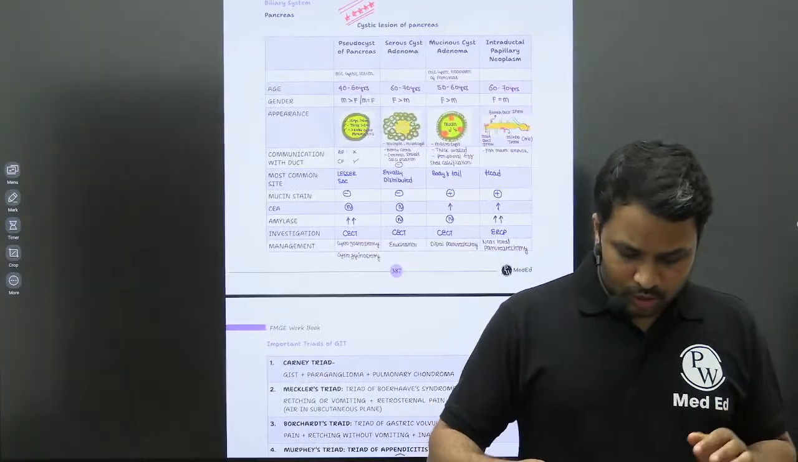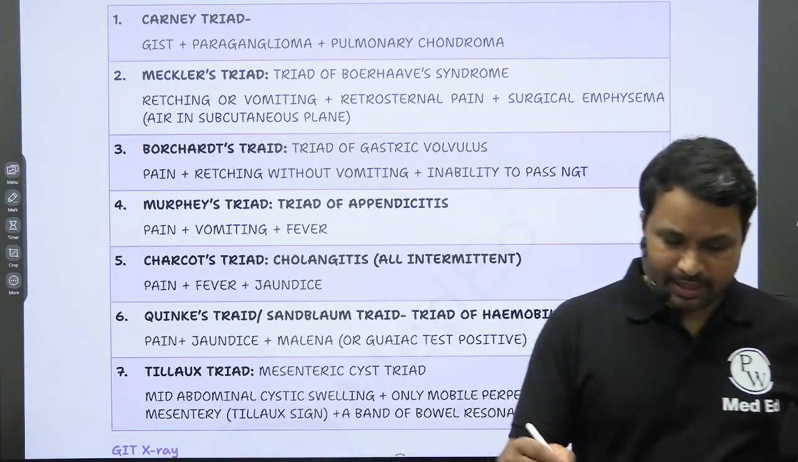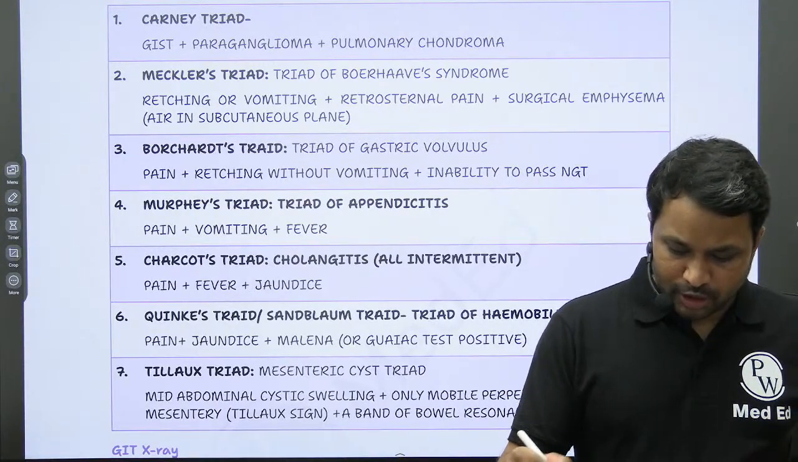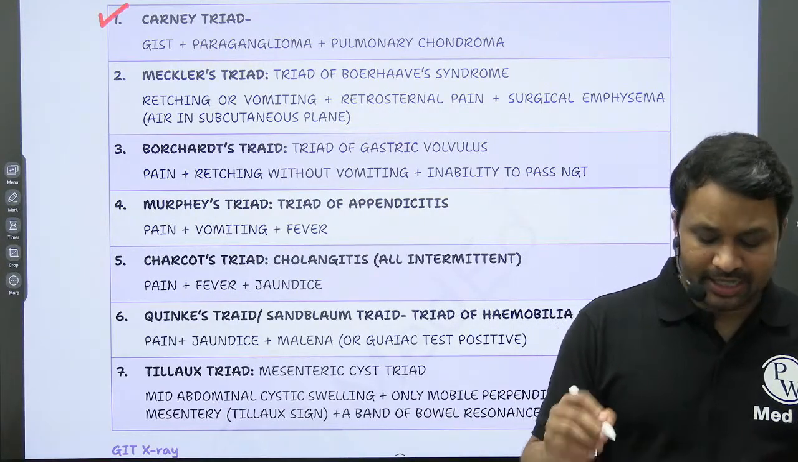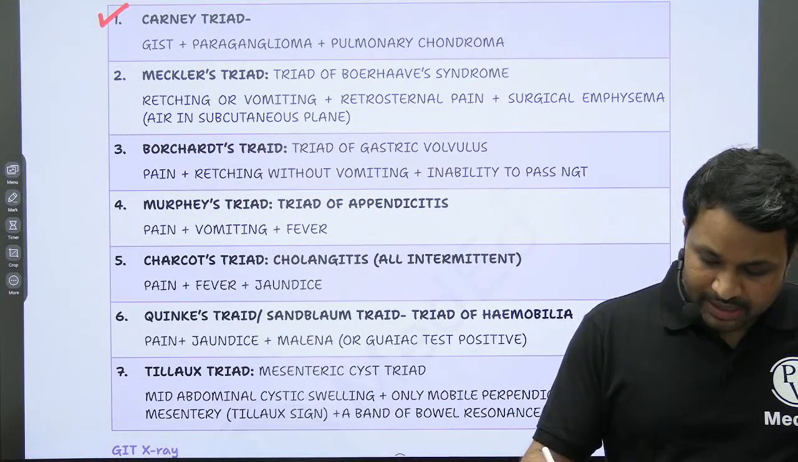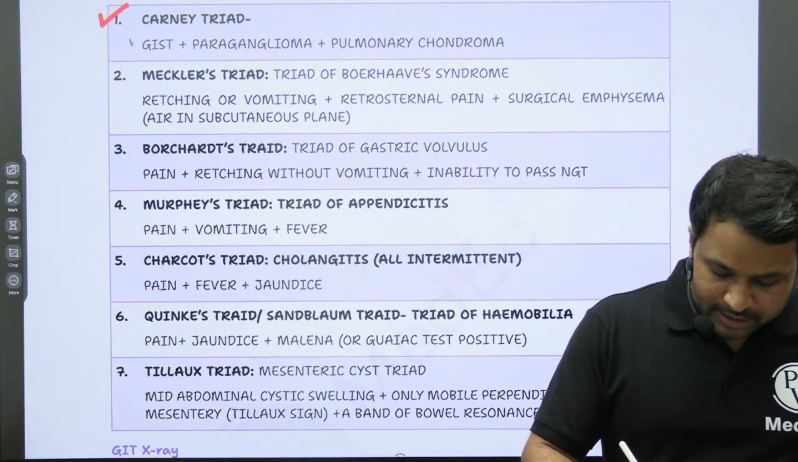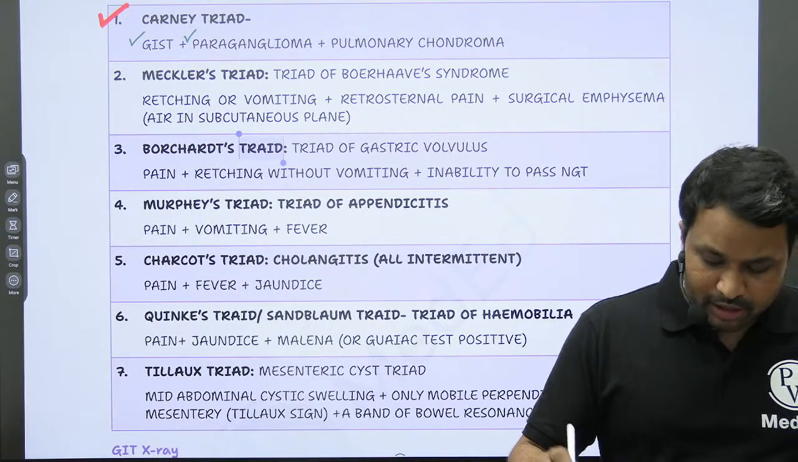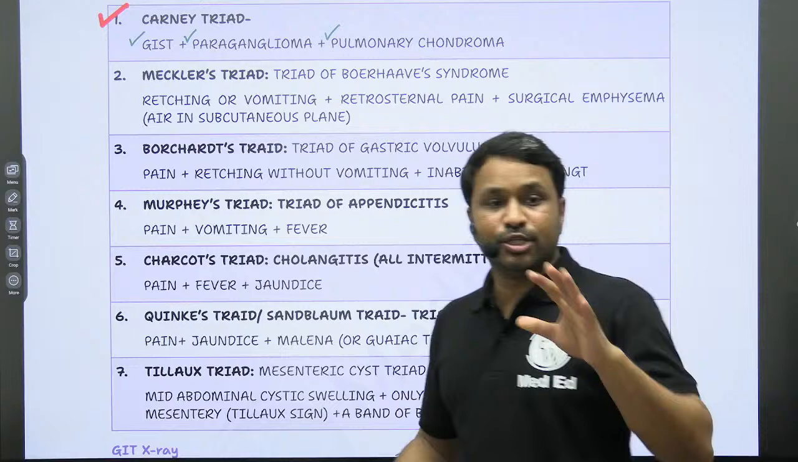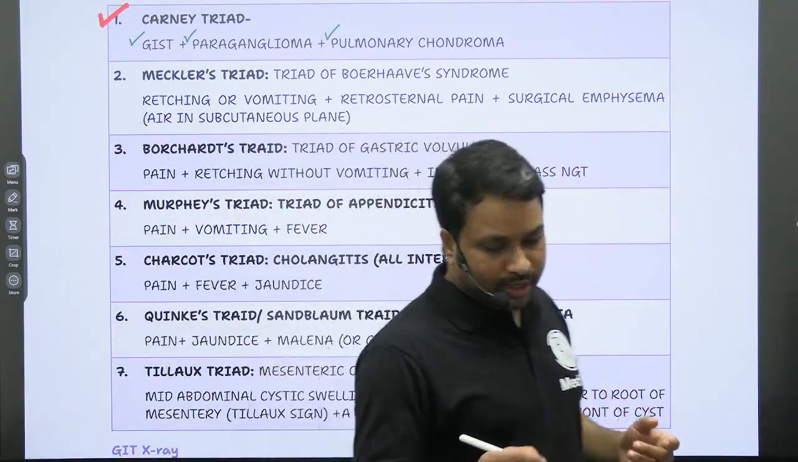चलो, so few important triads that are usually asked in your exam. तो quickly देख लेते हैं कौन कौन से triad है. सबसे पहला triad, it is going to be Carney's triad. The Carney's triad is seen in multifocal GIST. So you have a patient with multifocal GIST, extraadrenal paraganglionoma, and pulmonary chondroma. Okay? So multifocal GIST, extraadrenal paraganglionoma, and pulmonary chondroma is your Carney's triad.